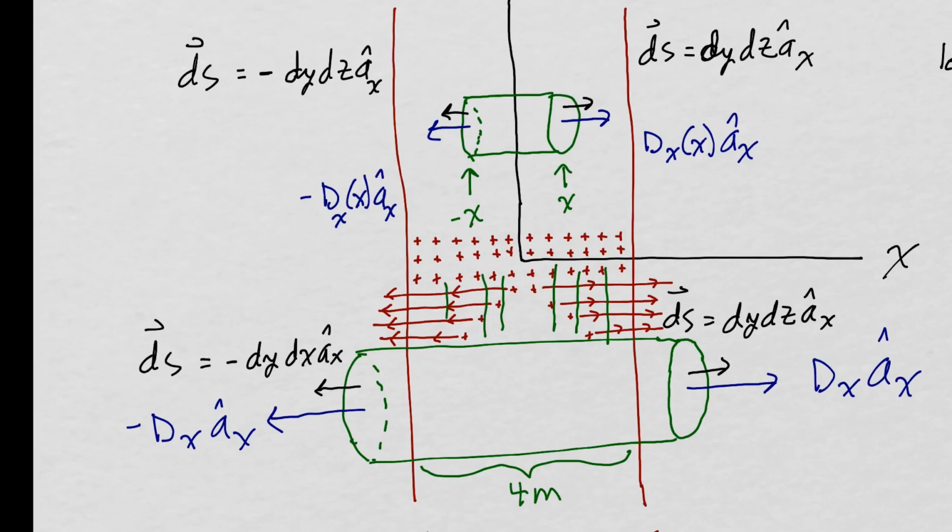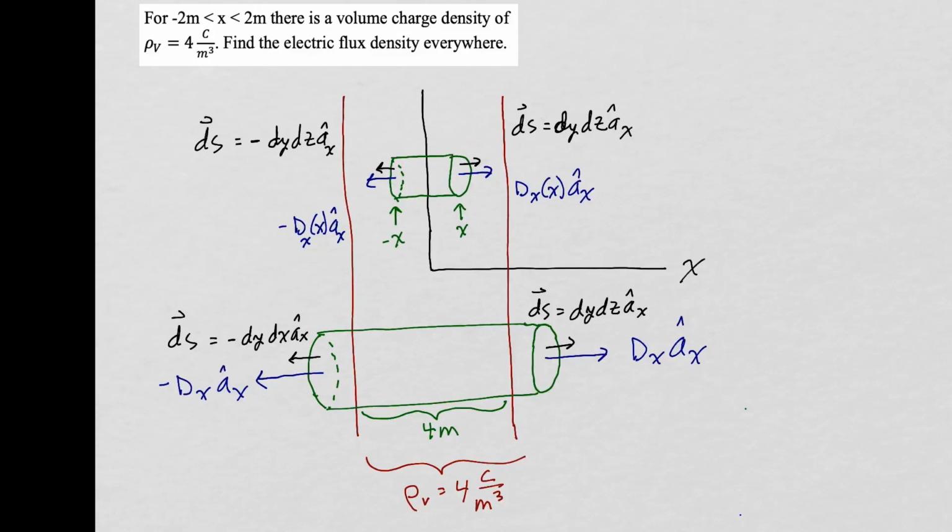As you move to the left, there are more and more electric flux lines, so the electric flux density field is increasing. And once you get outside of the charge distribution, there's no longer an increase in electric flux lines, so you have a constant electric flux density field for x greater than 2 meters and x less than -2 meters. So let's apply Gauss's law to this Gaussian surface first.